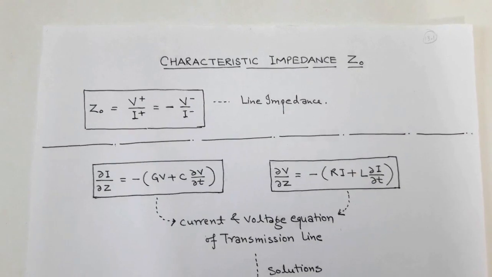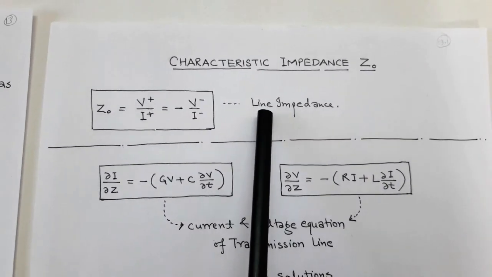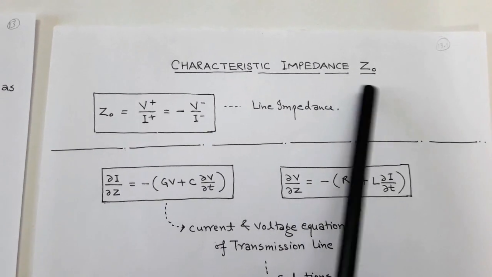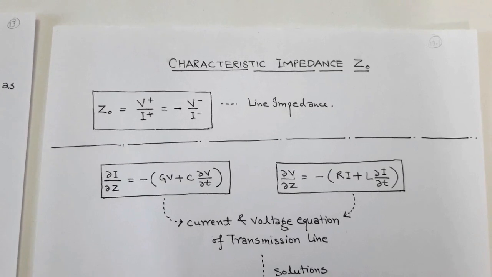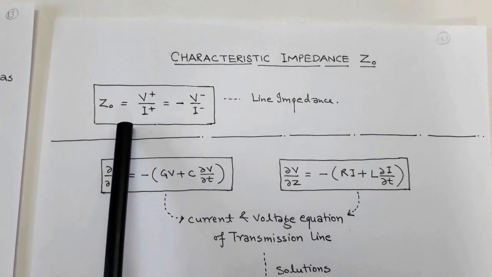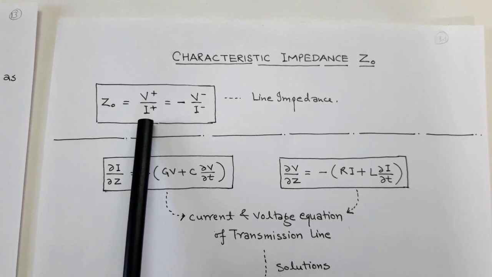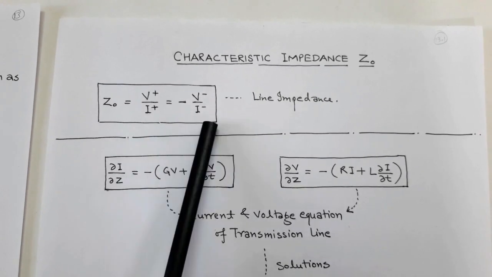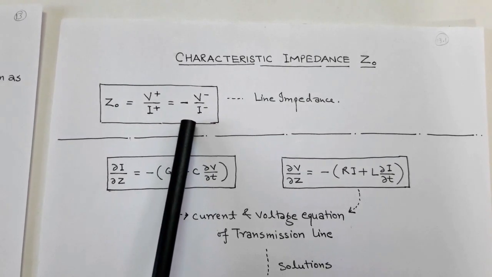So the ratio is minus V minus upon I minus. And this is called the line impedance, that is, the transmission line impedance or characteristic impedance, denoted by Z0. So from here we get a relationship between voltage and current. In case of the forward function, we have the ratio V plus upon I plus, and for the backward function we have the ratio minus V minus upon I minus.